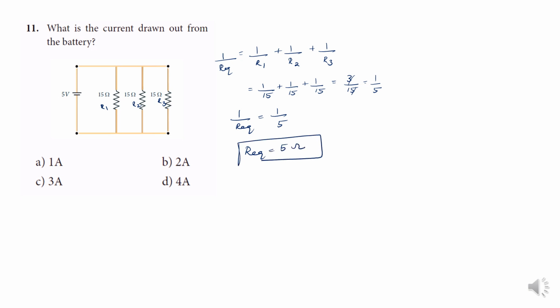You are asked to find the current drawn. The supplied voltage is 5 volt. V is equal to IR, so I is equal to V by R. The supplied voltage is 5 and the equivalent resistance is also 5. So this comes around 1 amp. The current drawn from this battery is 1 amp. Question number 11, option A.